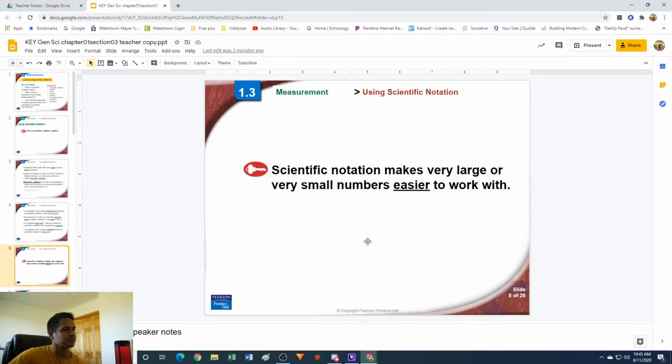So now using scientific notation just makes it really easy to work with large or small numbers, mainly because it's faster to write them out. You don't have to write out lots and lots of zeros, and your hand doesn't have to get tired from having to do this all the time and using up lots and lots of paper space.